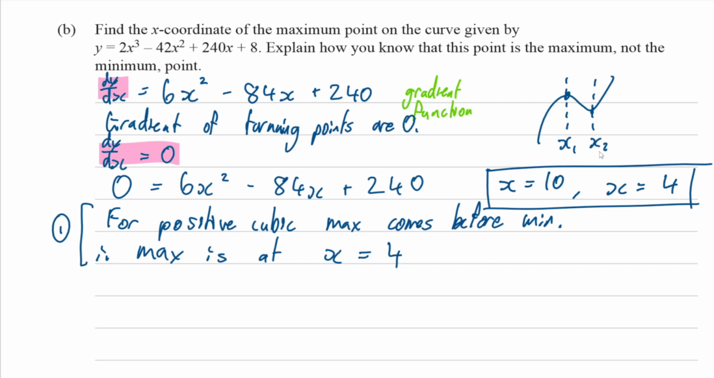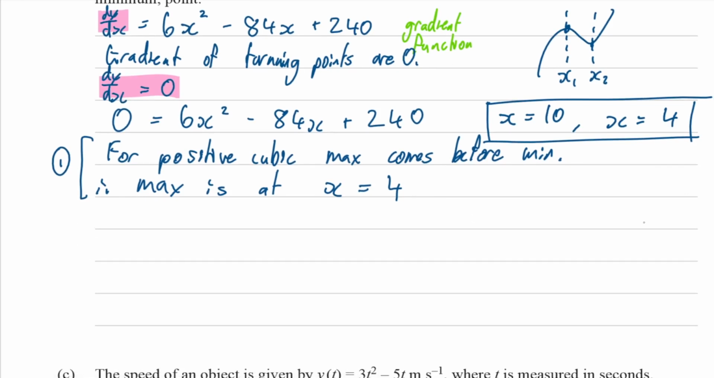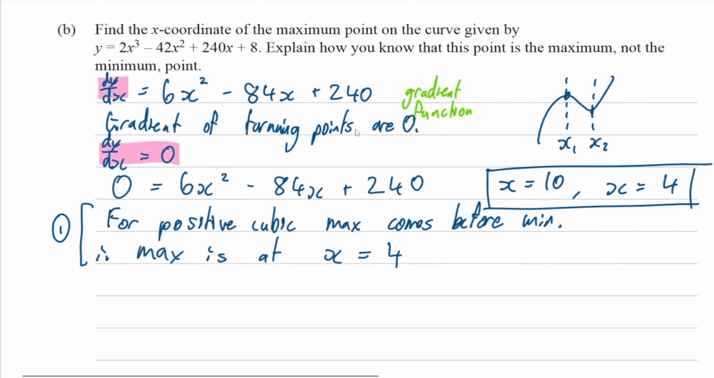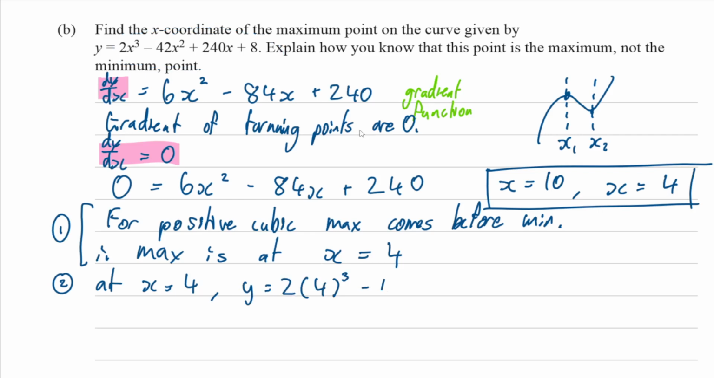However, while we're here to learn, let's look at another couple of ways we can justify it. The y value of the maximum is greater than the y value of the minimum. So if we find the y values, we can then compare them. So option 2, at x equals 4, substituting into our function, y equals 2 times 4 cubed minus 42 times 4 squared plus 240 times 4 plus 8. And when you evaluate that, you'll get some number. I can't be bothered, right?